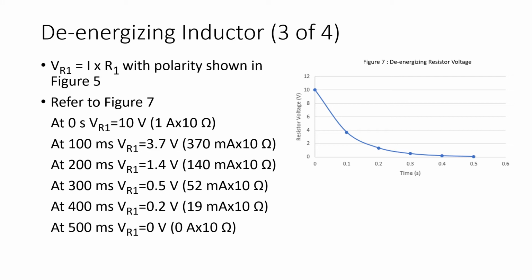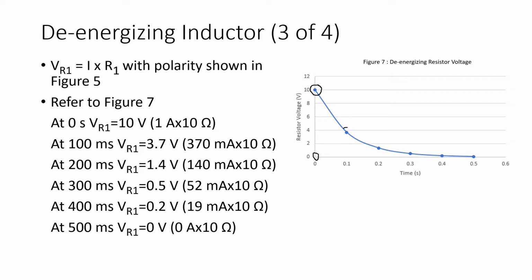So in figure 7, we look at the voltage across the resistor as a function of time. And again, VR1 equals I times R1. So using the current values from the previous slide, we see that at time 0, the instant the switch is placed in position 2, the resistor voltage is 10 volts.